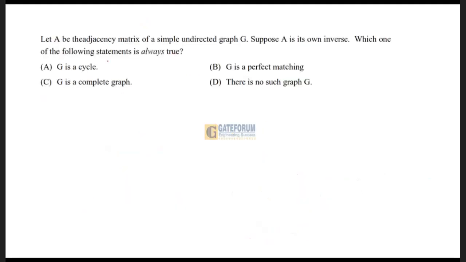The following question was asked from matrix, and the question was asked for 1 mark. The question is as follows: let A be the adjacency matrix of a simple undirected graph G. Graph is simple and undirected, no directions are given. Suppose A is its own inverse, A equal to A inverse. Which one of the following statements is always true?